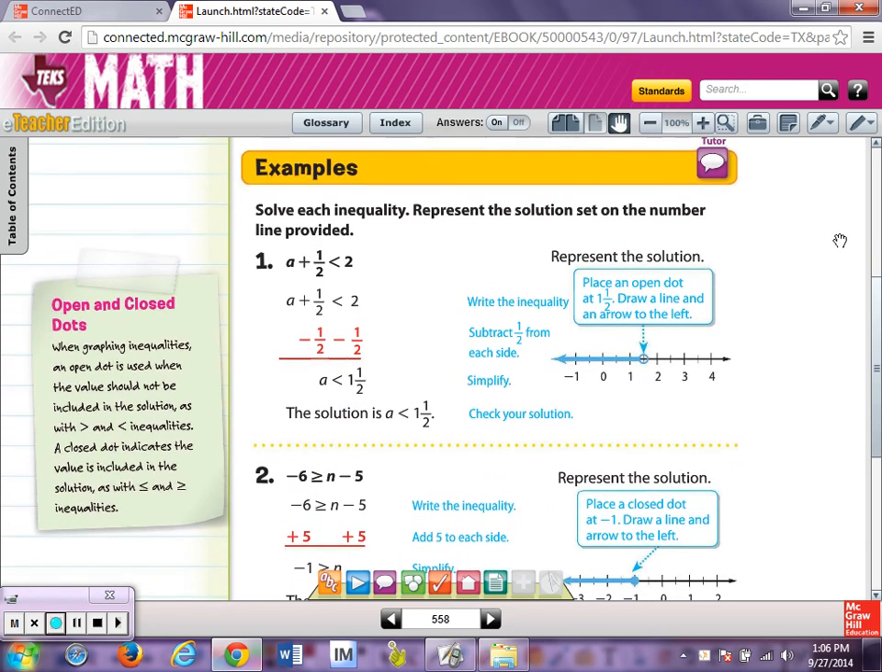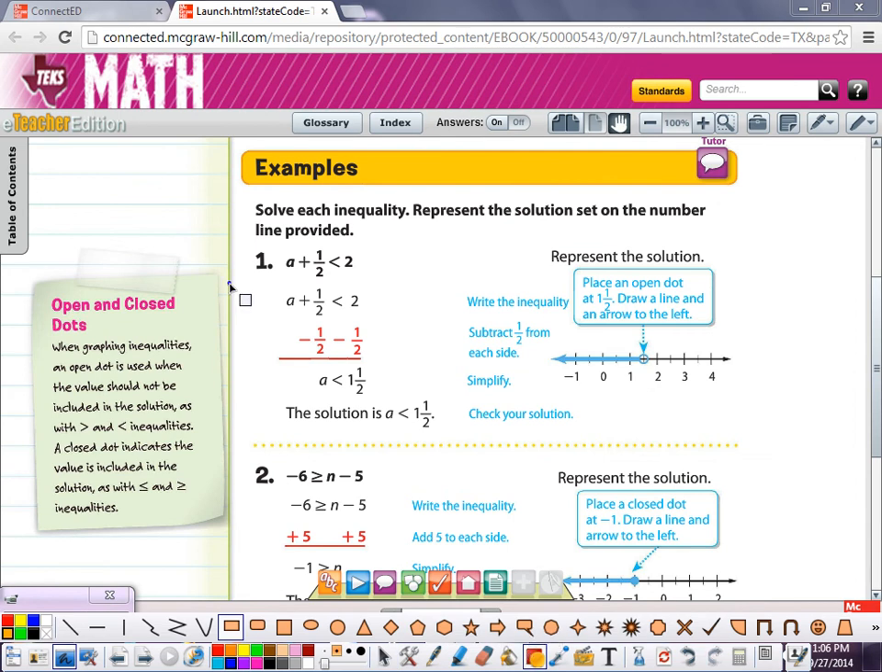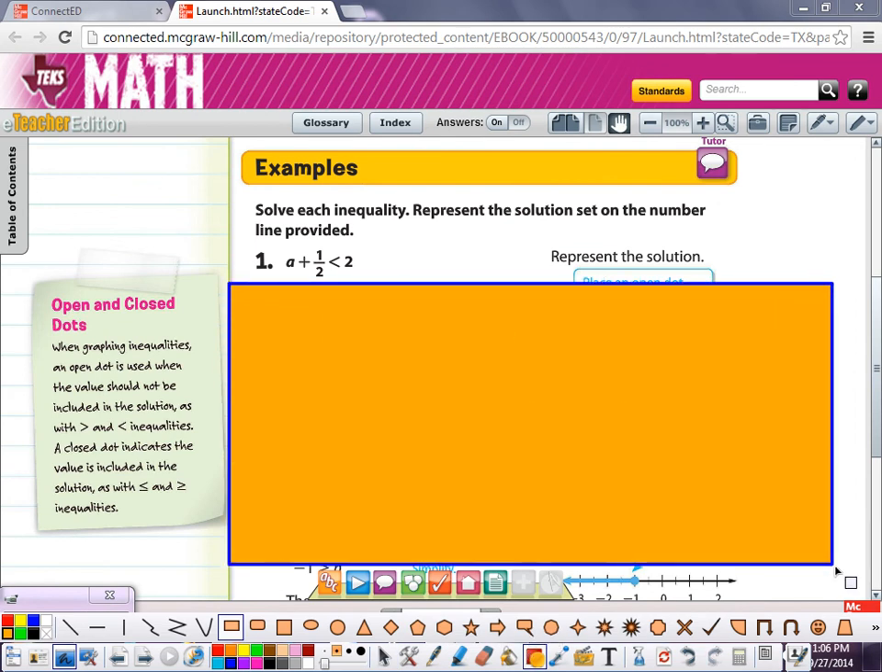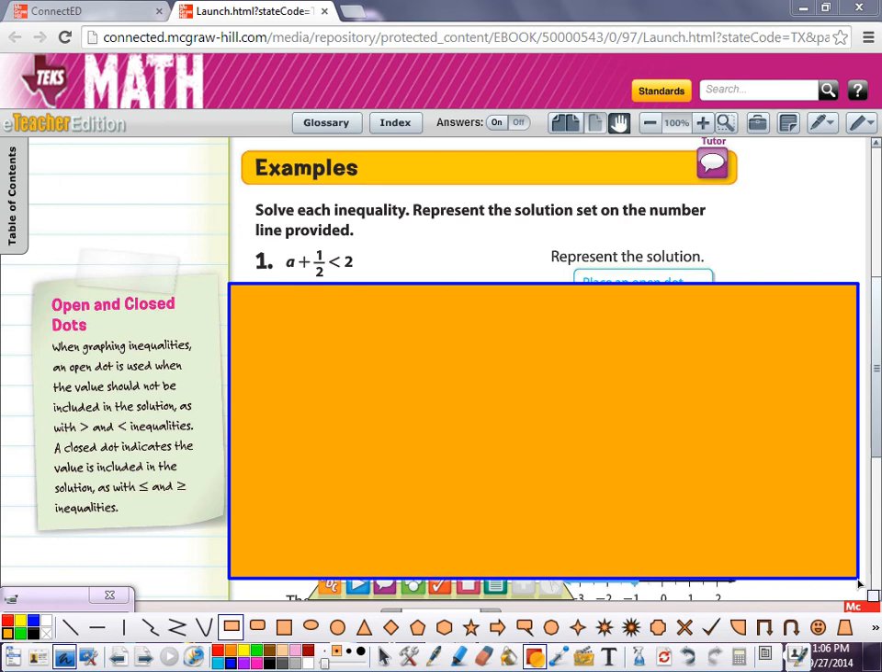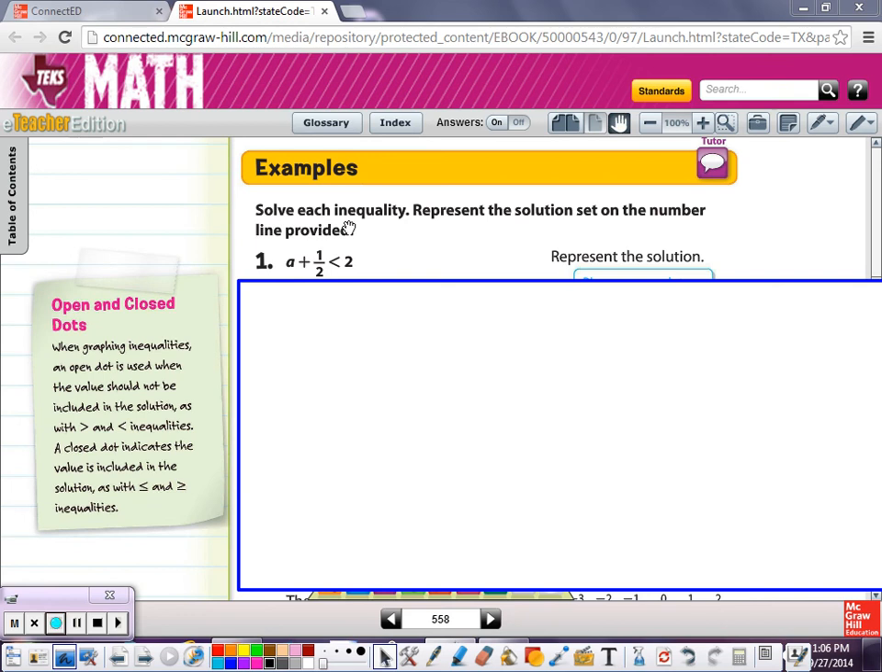Our first example here is a plus 1/2 is less than 2. I'm going to go ahead and pull up my blank screen. You go ahead and get your scratch paper or note paper ready, and we'll do everything that's asked of us here. Now we are asked in this example to solve each inequality, and represent the solution set, which means the answer, on the number line provided. So we're going to basically graph our answer. And you're going to see how that looks right now.